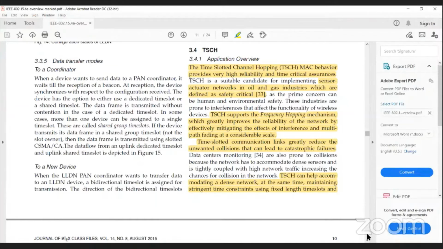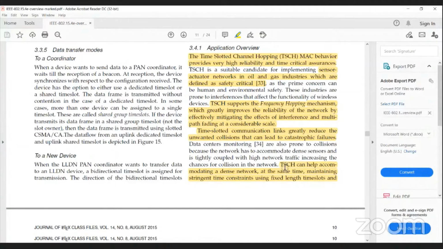You want to put a sensor, you want to pull off something from the oil and gas infrastructure networks. There you can apply TSCH in a nice way. And it does support channel hopping. They call this the frequency hopping mechanism. It greatly improves reliability. Why are you just sticking to one channel? Why don't you use all the channels out there and use them very effectively? That's how the reliability has come in here.